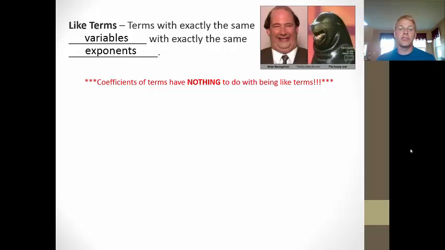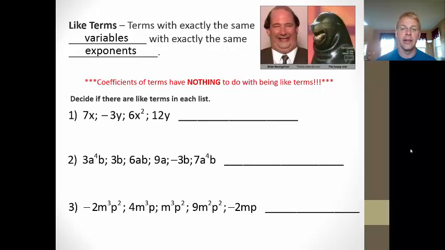All right, so now that we've talked about like terms, let's actually look at some actual terms and start working with this definition, not just as words in a sentence, but with some actual terms and some numbers, variables, and exponents here. So if we look at our list, we have three lists here. Each list has a number of terms. And what we would ask you to do is look at these lists and pick out which terms would be like terms. So let's look at our first list. We've got 7x, negative 3y, 6x squared, and 12y. So which terms there do you think are like terms? I'll give you just a second here.